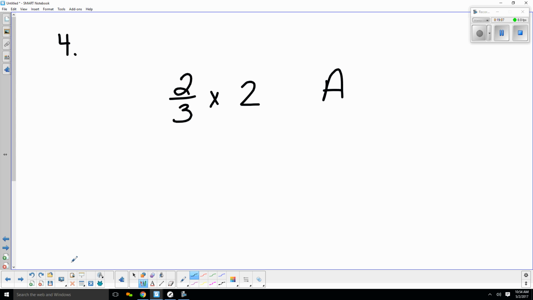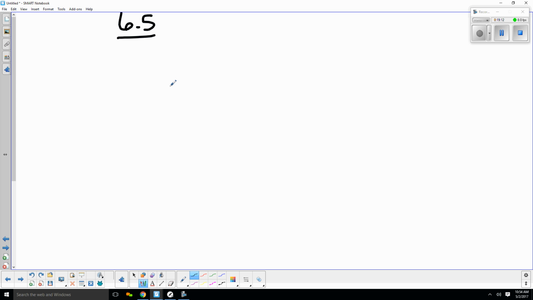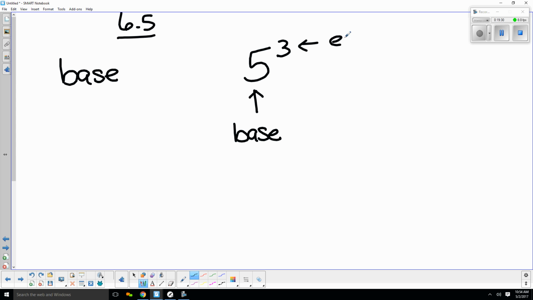All right. Scooting ahead to 6.5. 6.5 says exponent shows how many times a base, okay, is used as a factor. Now what they mean there is, if I said 5 cubed, 5 is my base number, and 3 is my exponent. So that means I'm going to take my base number and multiply it by the same number 3 times. So that would be 5 times 5 times 5.